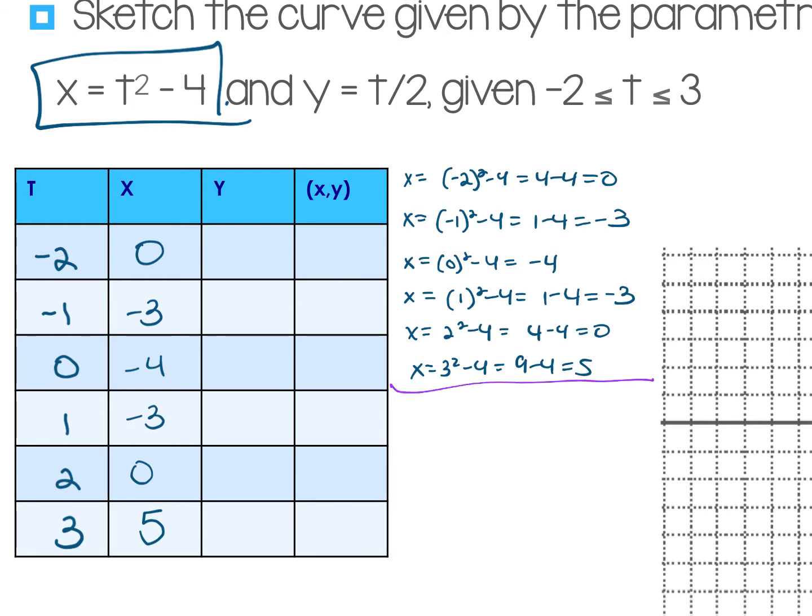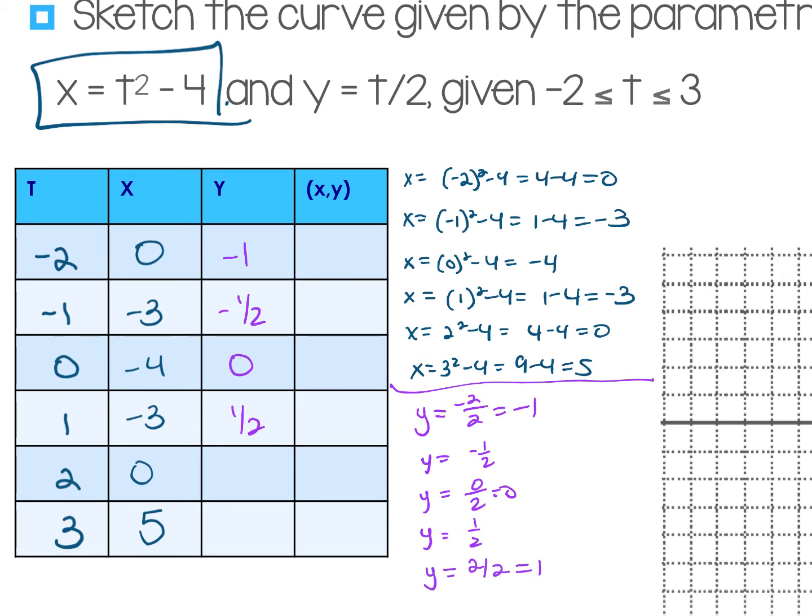Then I do the y. Y equals t over 2. So y would equal negative 2 over 2, which is negative 1. Y would equal negative 1 over 2, which stays as negative 1/2. Y would equal 0 over 2, which is 0. Y would equal 1 over 2, which stays as positive 1/2. 2 over 2, which equals 1. And 3 over 2, which would be 1.5.